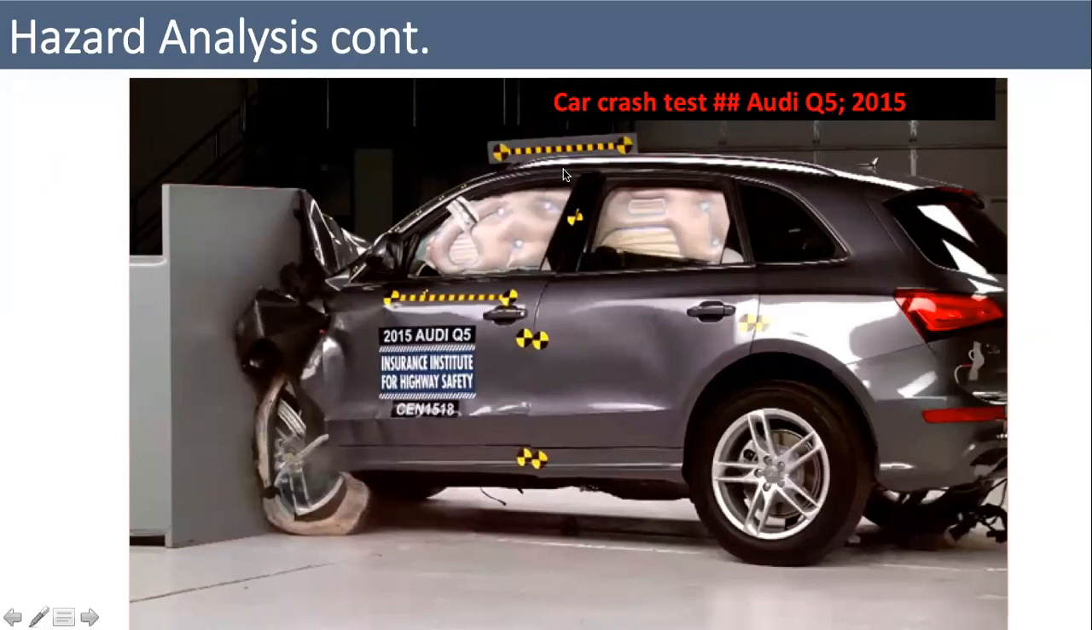The other one is that before sending to the market, automobile manufacturers do such testing. You can see an example for the Q5 2015. They do this type of crash test before sending to the market. Fortunately, we are not manufacturing automobiles in Sri Lanka. Then what happened? Sometimes there will be accidents. So hazard analysis is very important, very important in your life also.